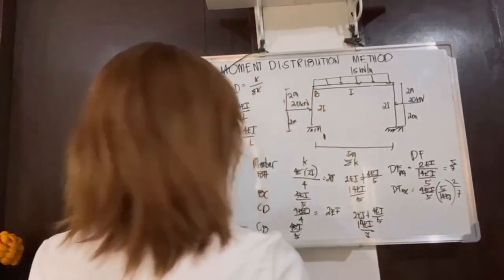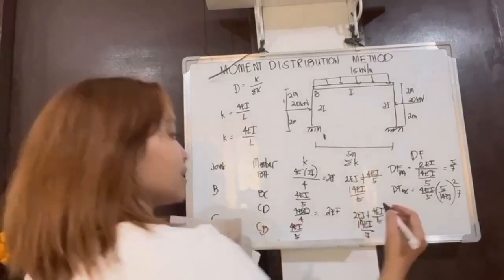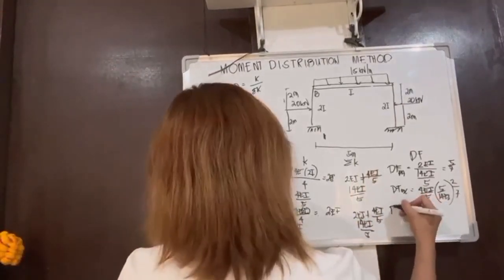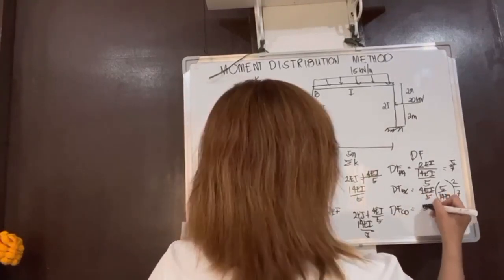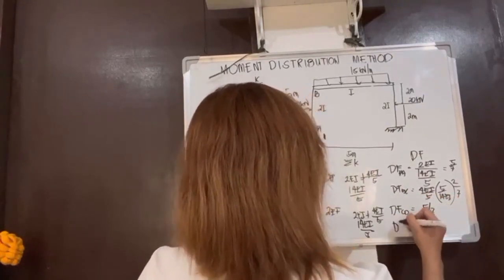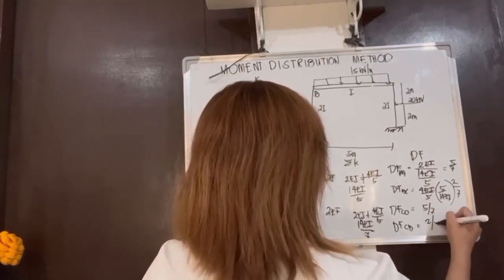Next, to get the distribution factor of CD, same way again. We came up with 5 over 7 for CD, and our distribution factor for CB is 2 over 7.